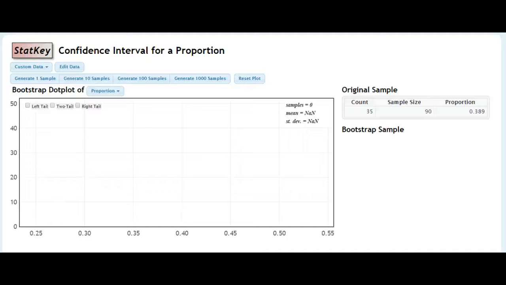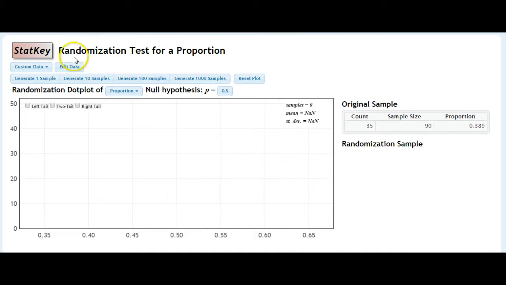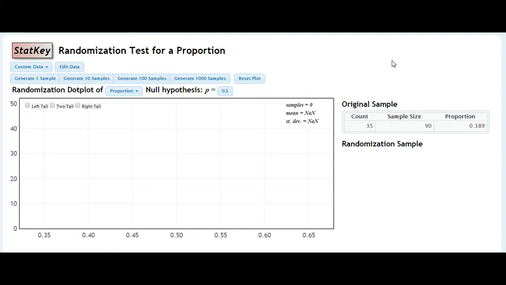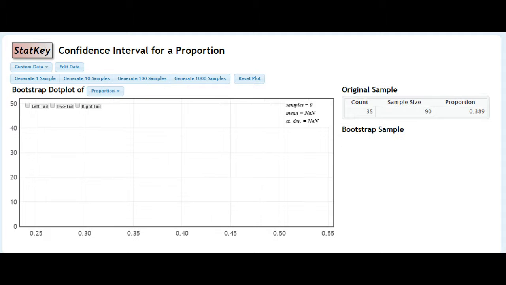Let's compare confidence intervals and hypothesis tests. So here I have a confidence interval for a proportion in StatKey, and I have a randomization test for a proportion in StatKey. I just picked proportions because I think they're a little quicker to work with, but the same principles apply to means as well.